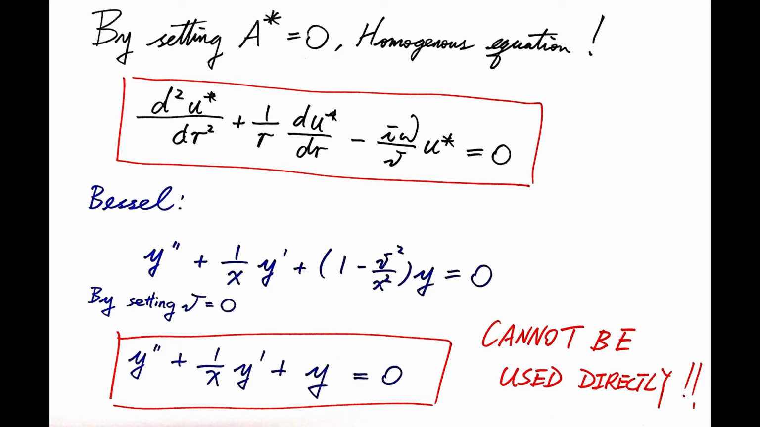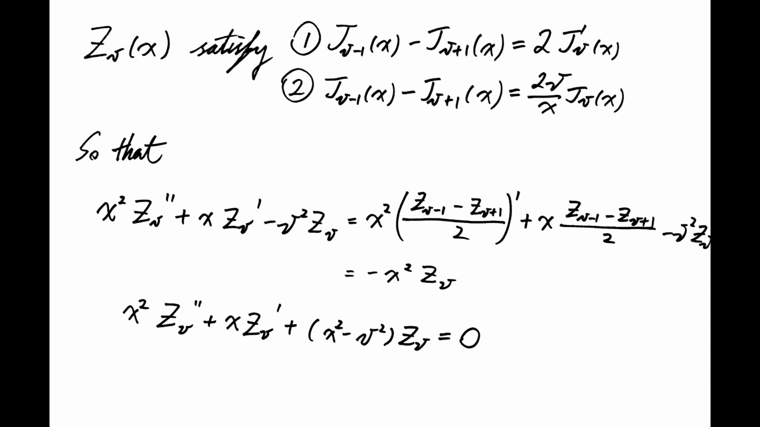By setting A star to 0, we modify the equation into a homogeneous equation like this. When it is compared to the Bessel equation, we can find that they are similar, but when we look carefully, the coefficient of y is only a constant 1, but in the flow problem it is not. It seems that it is not a Bessel equation problem, but yes, it is indeed.